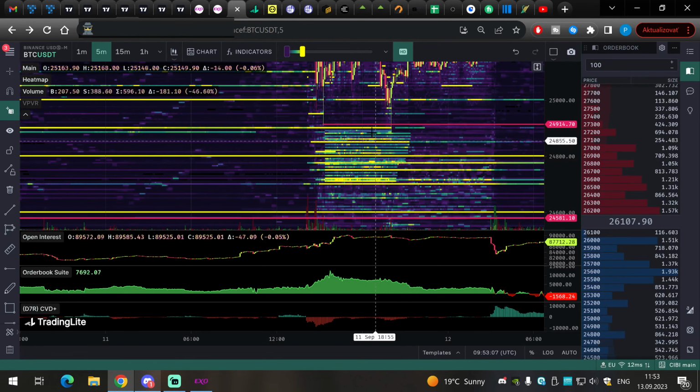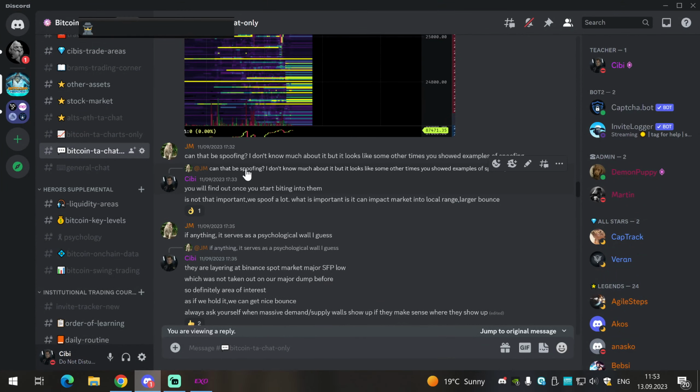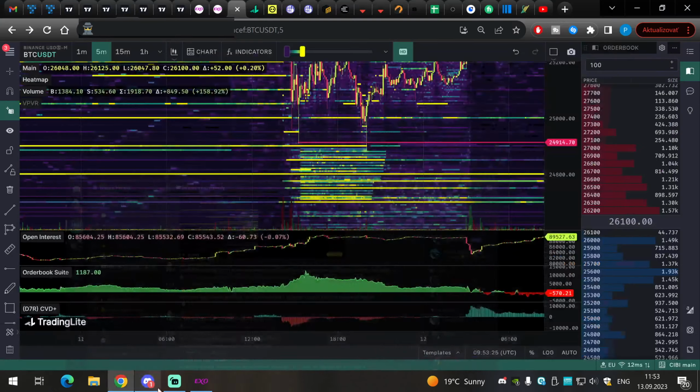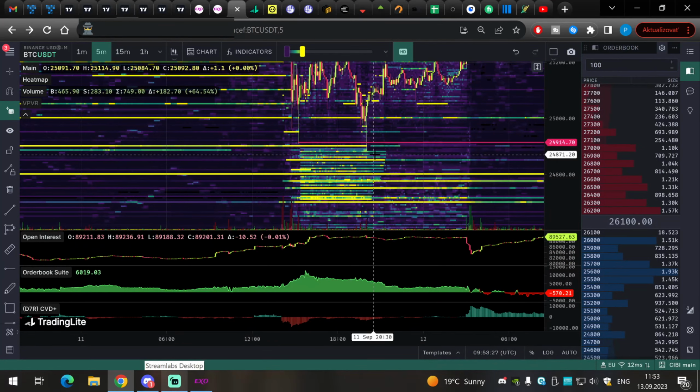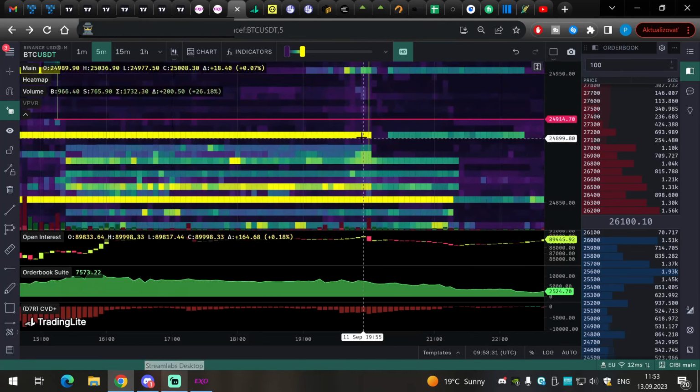Now this is a major change of character for Bitcoin. One of the members was asking, and this is a good point, can this be spoofing? I don't know much about it, but it looks like some other time you showed examples of spoofing. So I said you will find out if it's spoofing once you start biting into them. So we need to go into them and retest them. You see what happened here?